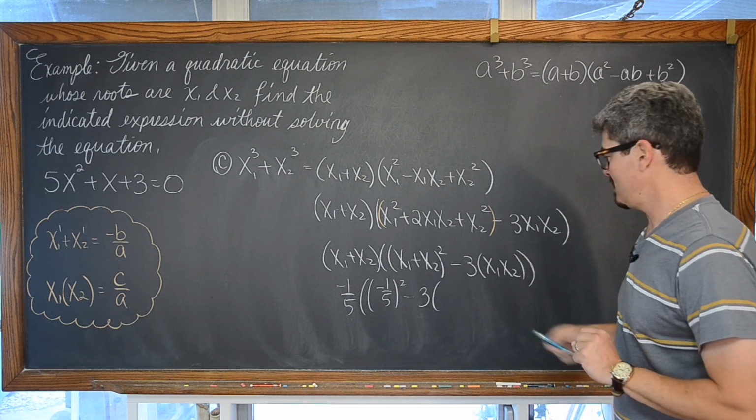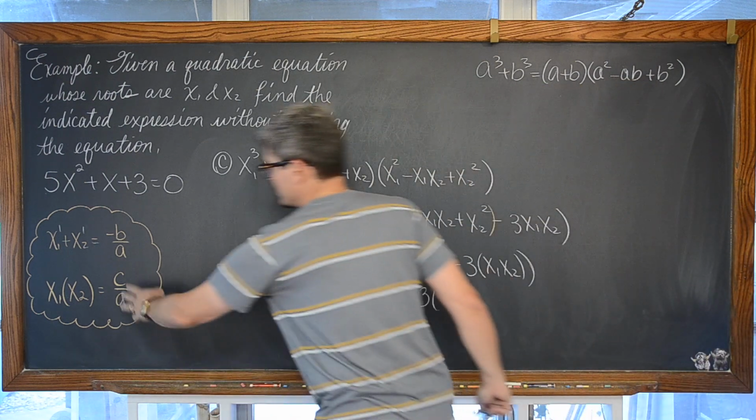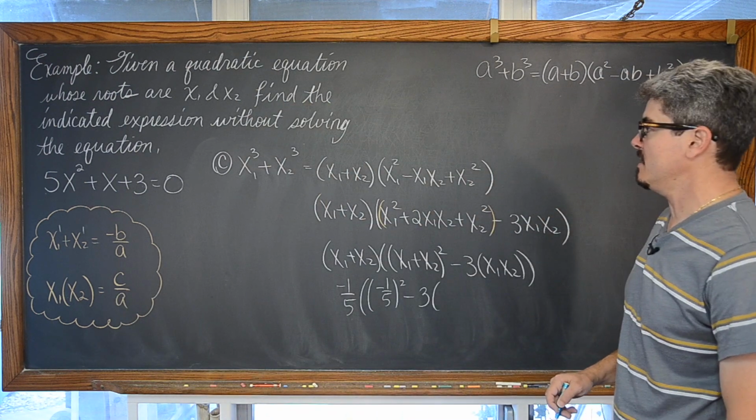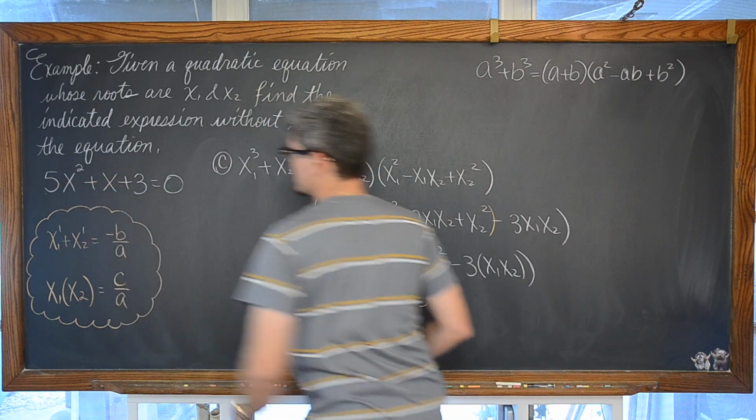The sum here, we have negative 3 times the, not the sum, but the product. So negative 3 times c over a, so 3/5. And we have another negative 1 over 5.